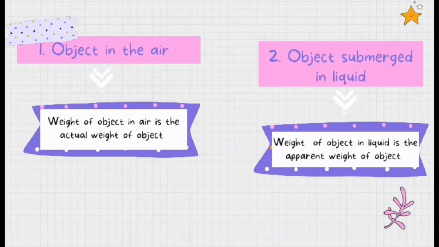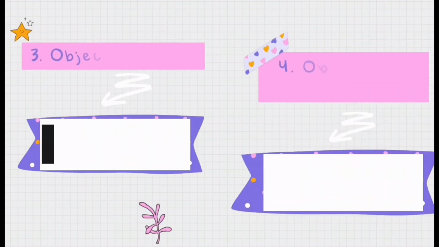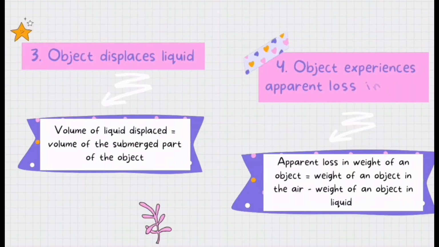air is the real or the actual weight of the object. When the object is submerged in a liquid, the weight of the object in liquid is the apparent weight of the object. The object then displaces the liquid. The volume of the liquid displaced is equal to the volume of the submerged part of the object. This means that the deeper the object is into the liquid, the more liquid will be displaced.